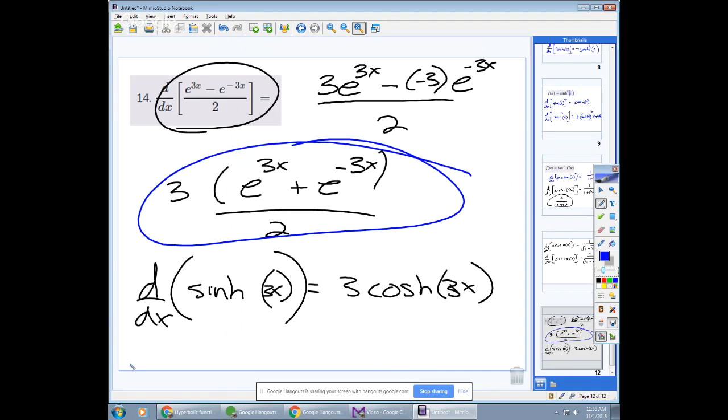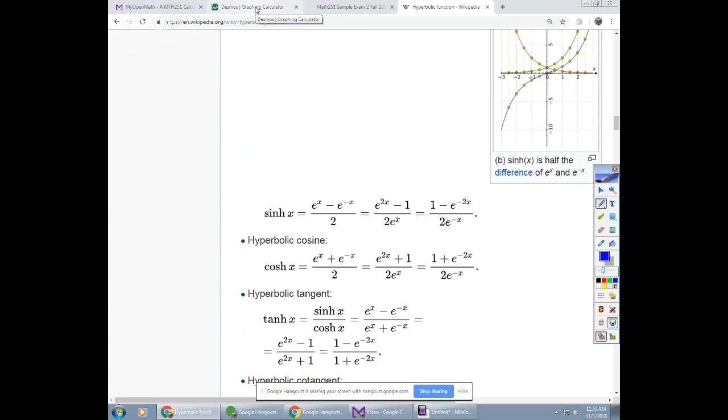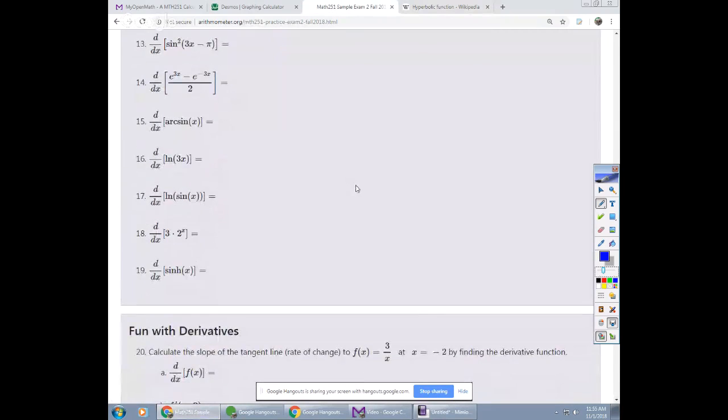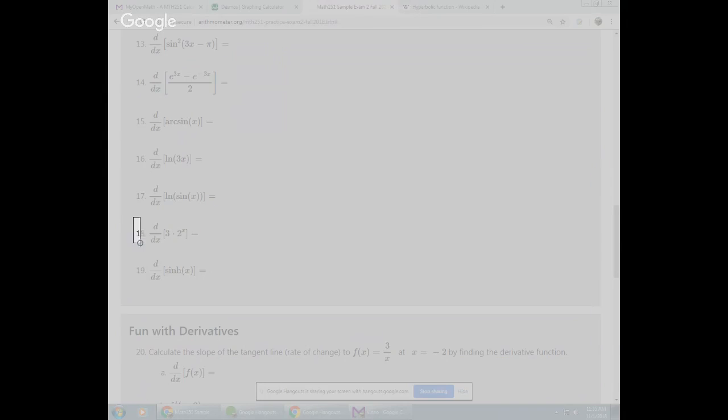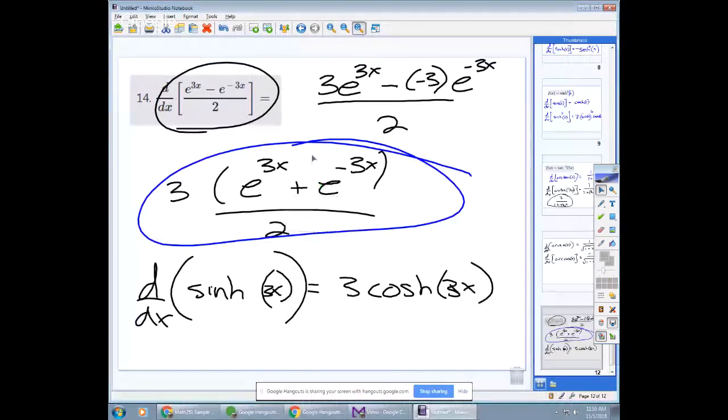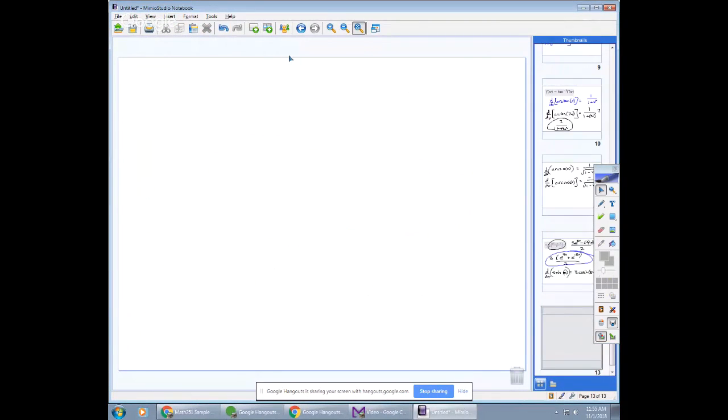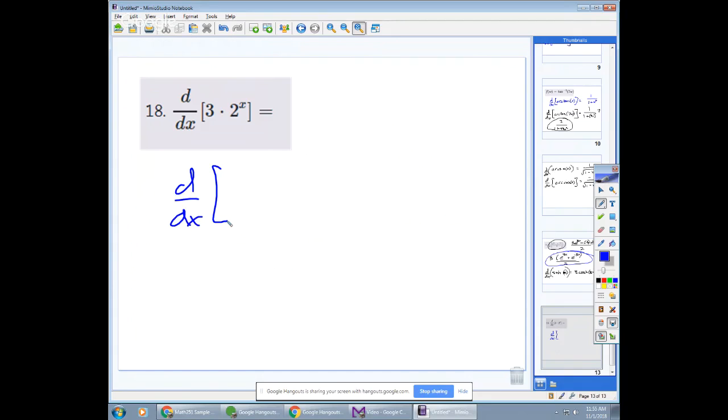Try another one. How about 18? Okay. Excellent. I went over one of those in the video yesterday. There are a couple of ways to do it. One way is to have the derivative of an exponential memorized. The derivative with respect to x of any base b to the power x is the natural log of b times b to the x. If you know that formula, that's one way to do it.